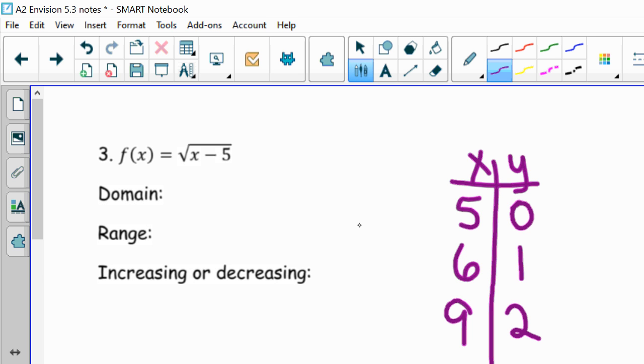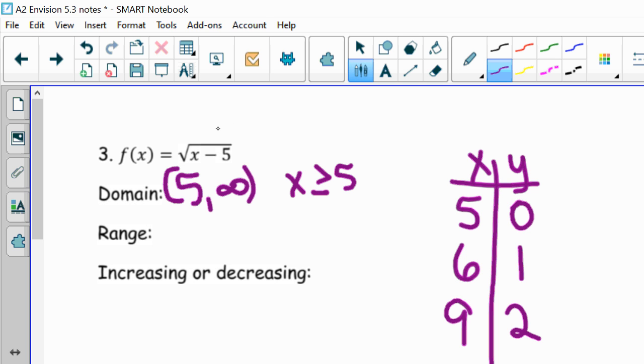Plot these points. So 1, 2, 3, 4, 5, 0. 6, 1, 9, 2. So there's my graph, my domain. So this time, where's my x value starting? I'm starting at 5. So in interval notation that would be bracket 5 to infinity, or x has to be greater than or equal to 5.